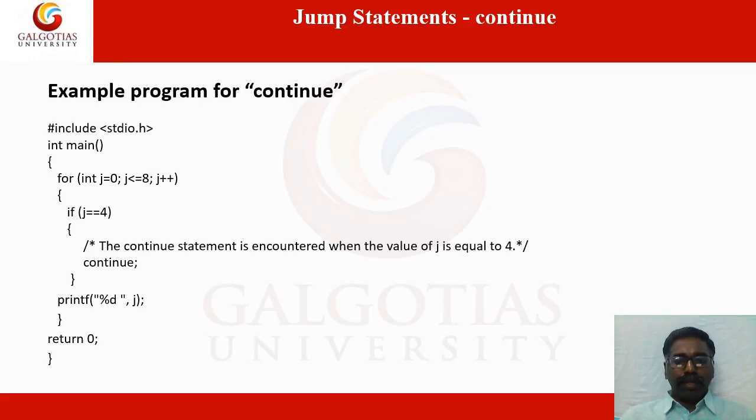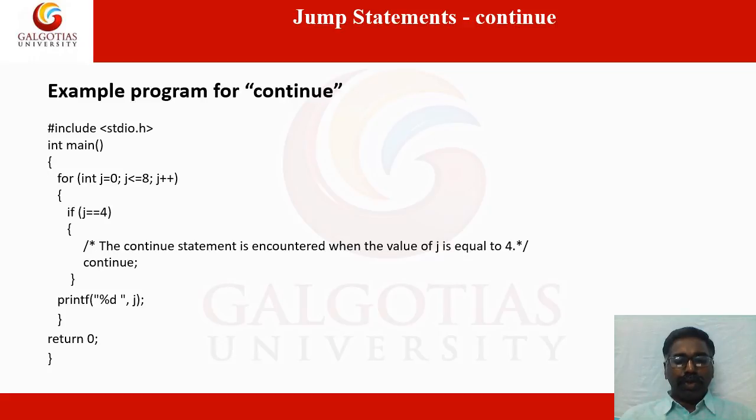Just like the break statement, next we are going to discuss the continue statement. Both can be used along with the looping structure. The break statement will break the loop. The continue statement will bypass the next immediate statements. So here we have j starting from 0 in a for loop, j is less than or equal to 8, and it is going to repeat until then. If j is equal to 4, then we encounter continue.